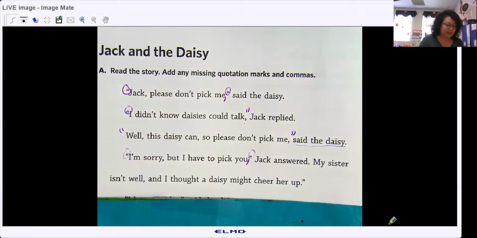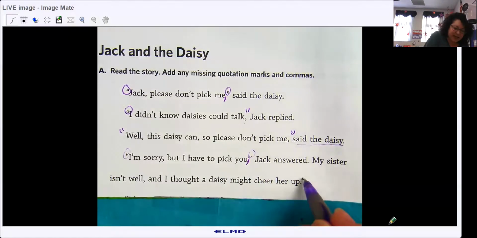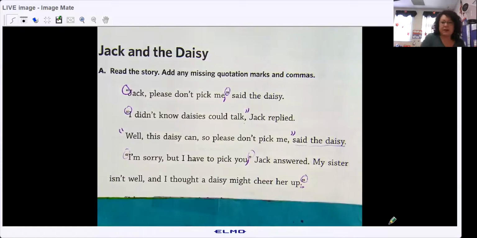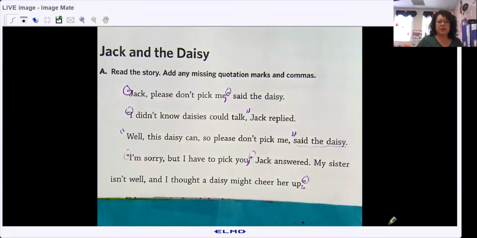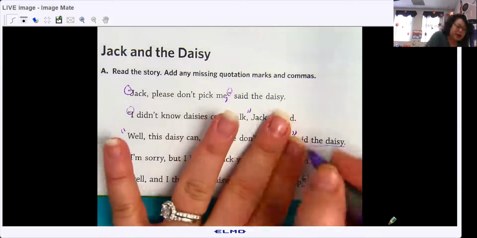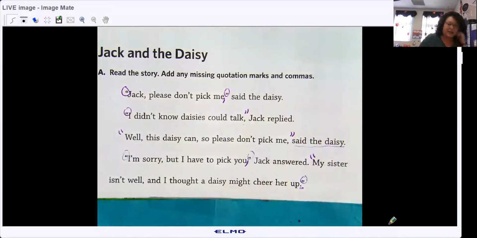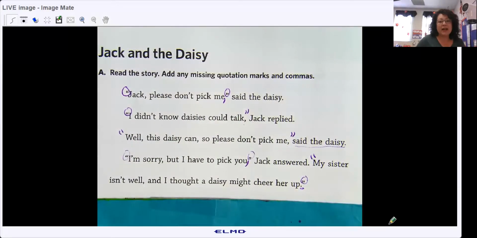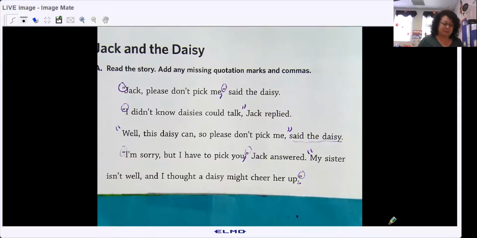Well, that was nice. Here's this in our ending mark. What other quotation marks? "I'm sorry, I have to pick you," Jack answered. Then he starts talking again. "My sister isn't well, and I thought a daisy might cheer her up."